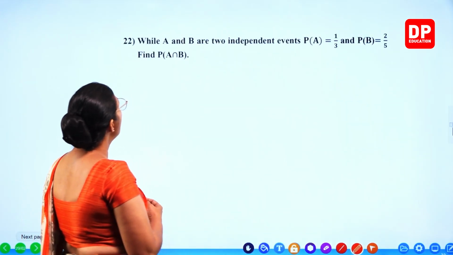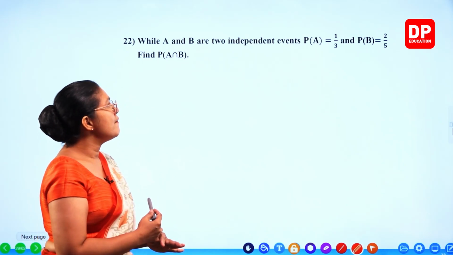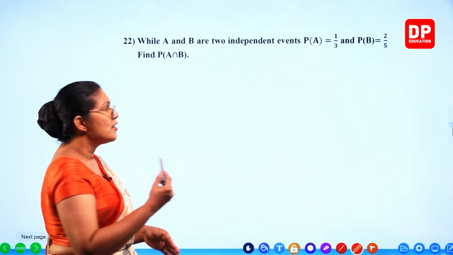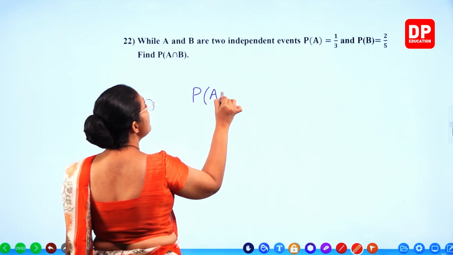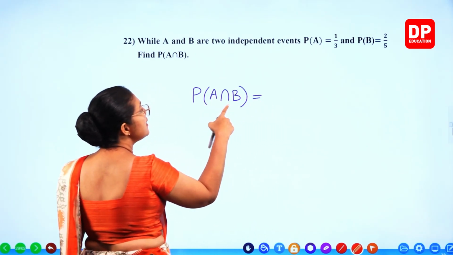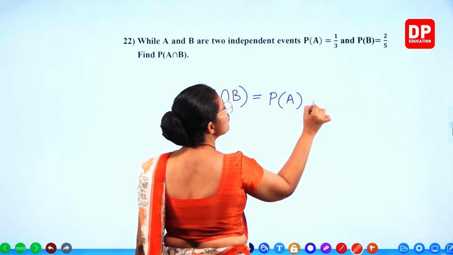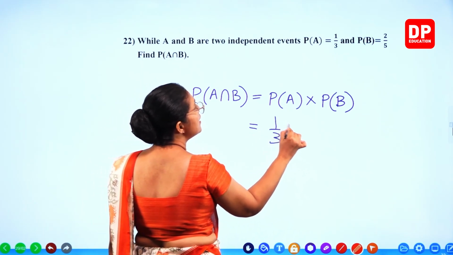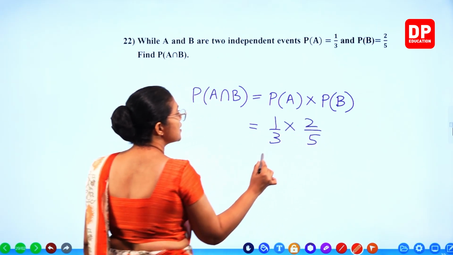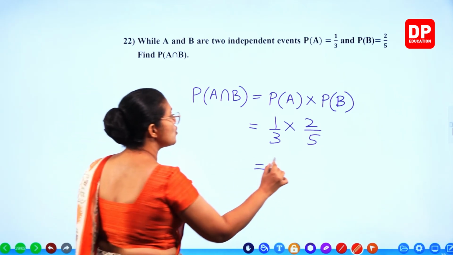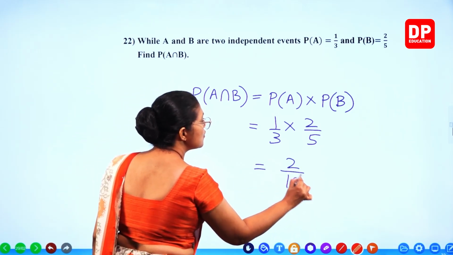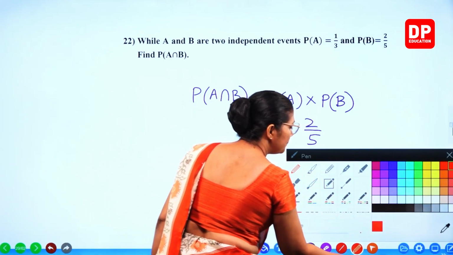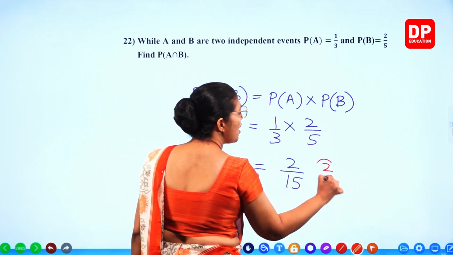Question number 22. A and B are two independent events, probability of A is 1/3 and probability of B is 2/5. Find the intersection. So what is the equation? If the two events are independent, you can write the intersection as multiplication of the two probabilities. Probability of A is 1/3, probability of B is 2/5. So multiply. 2 times 1, 2. 5 times 3, 15. So 2 over 15 is the probability of A intersection B. So you get 2 marks for that as well.